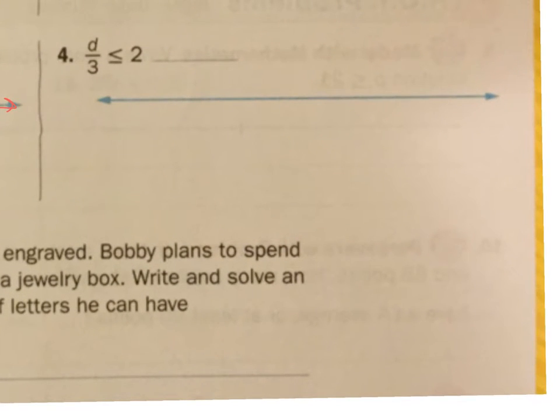Now, number 4. D divided by 3 is less than or equal to 2. So I want to times by 3 each side. 2 times 3. Okay, those cancel each other, so it leaves me with D is less than or equal to 2 times 3 is 6.